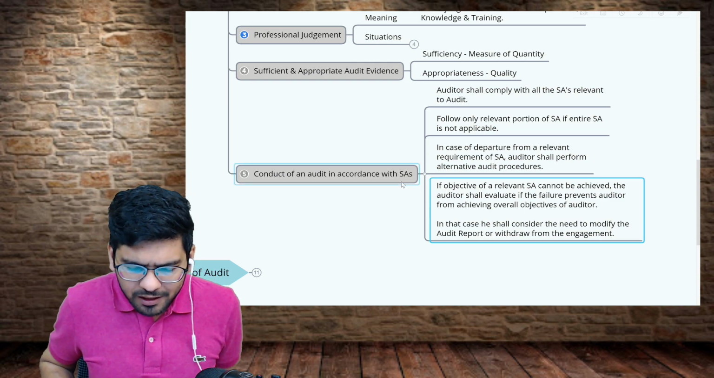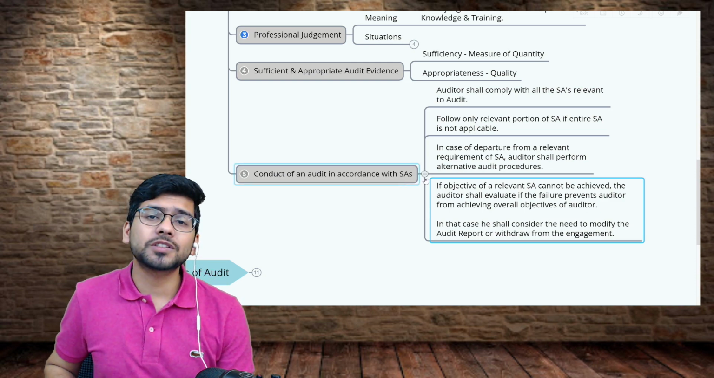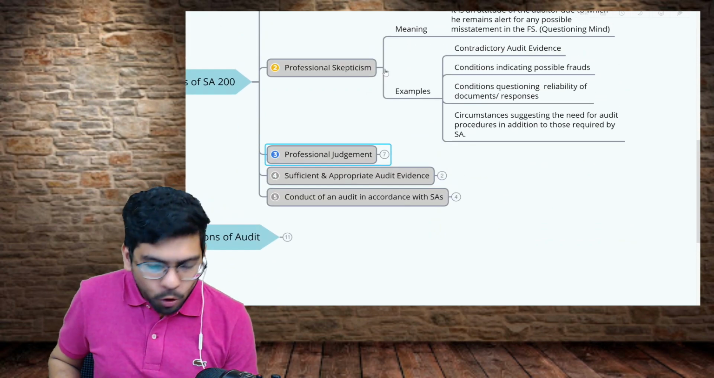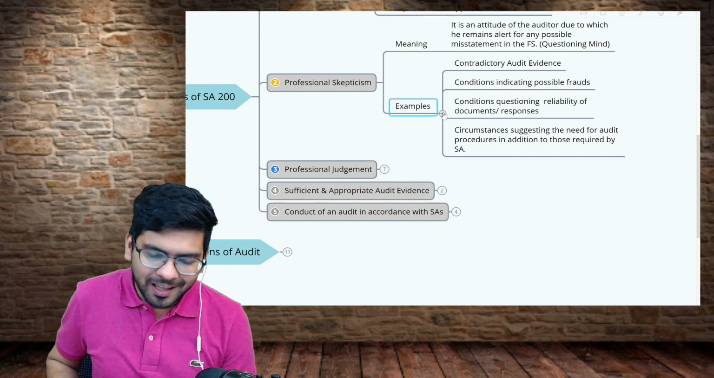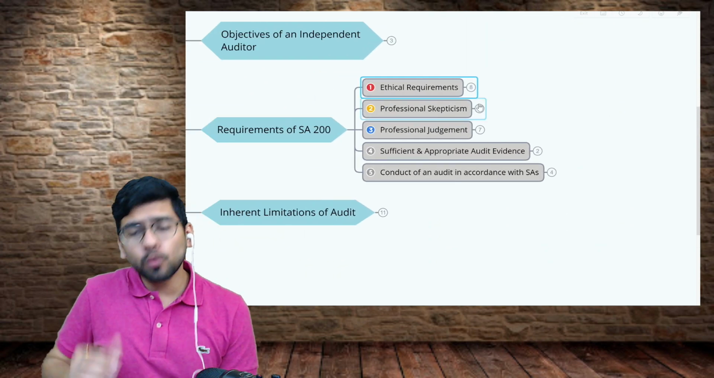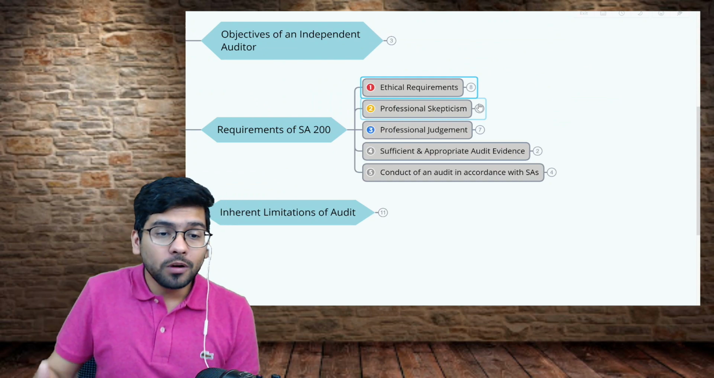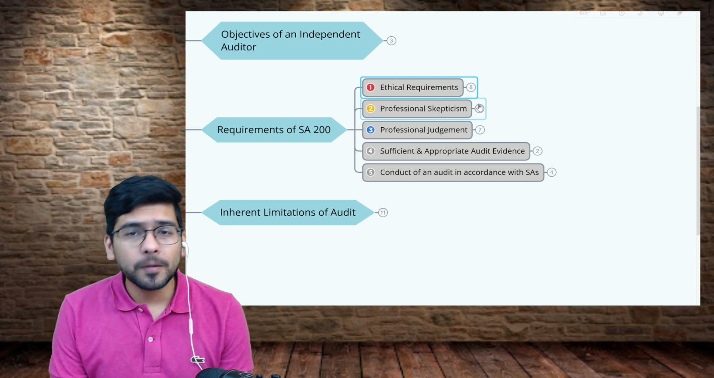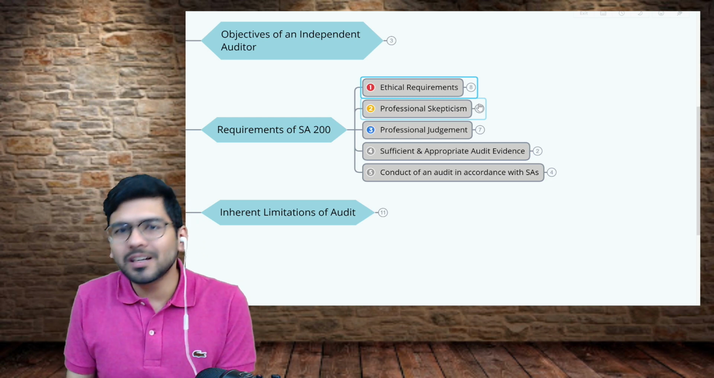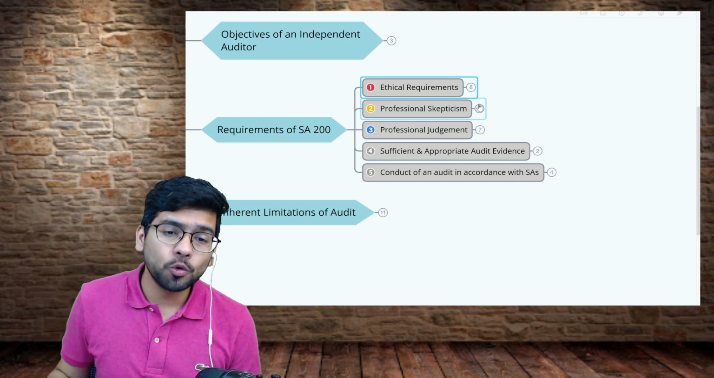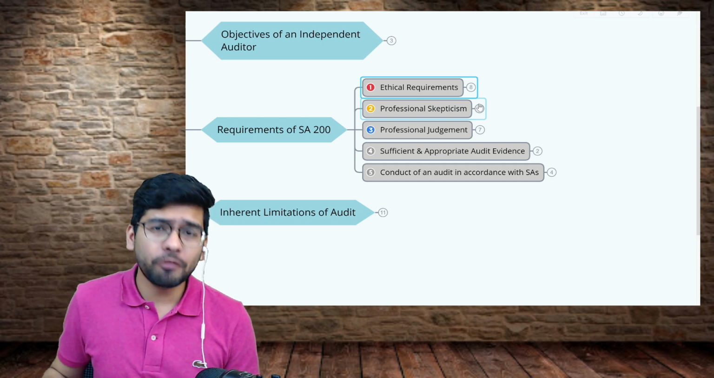So this is the part with respect to conduct of an audit in accordance with standards on auditing. Please, again, let me plead with you guys that don't cram these standards. It is so very easy to understand. If you understand things, if you understand the examples, you will be able to write well in the exam. If you try and mug up everything, you'll find the course very complicated. So please try to understand as much as possible so that you are able to score well in your MCQ and true and false portion also.